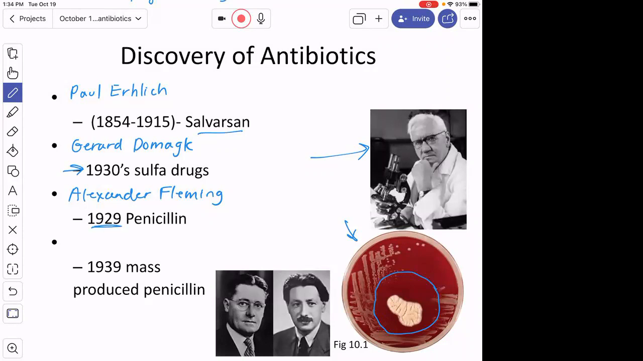Until right before the outbreak of World War II, Howard Florey and Ernst Chain, and their pictures are right here. Here's Florey and Chain. Howard Florey, he was head of his lab there in Oxford. Actually, Alexander Fleming wasn't working at Oxford. He was working at a hospital in London nearby.